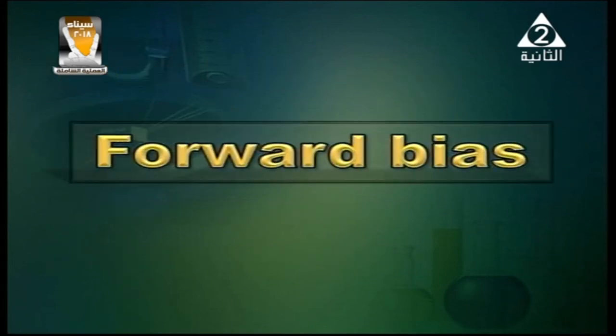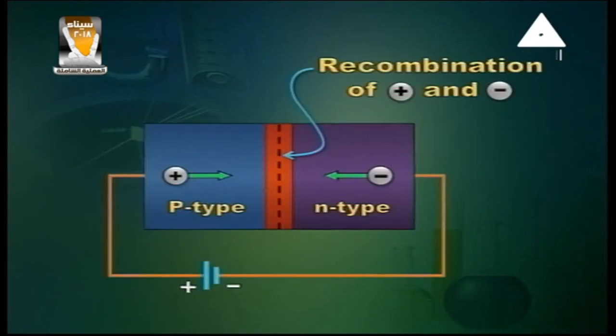We'll start with the forward bias. In forward bias, the N-type crystal is connected to the negative electrode of the battery, and the P-type is connected to the positive one. What happens? The depletion layer decreases, the barrier potential decreases, and current flows. In this mode, the p-n junction allows the current to flow. It acts as if it is a closed switch.